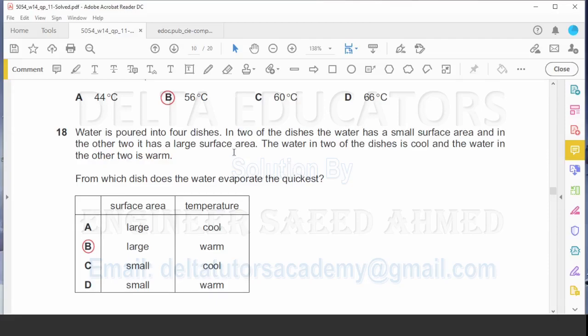Evaporation depends on the surface area. With the increase in surface area, evaporation increases. Second thing, evaporation also depends on the temperature. With the increase in temperature, evaporation increases. So from the warm dish, the evaporation will be more, and from the cool dish, the evaporation will be less. Same with the more surface area, there will be more evaporation. With the less surface area, there will be less evaporation. Now here in option B, it is given surface area large. For large surface area, evaporation will be more, and for warm temperature the evaporation will be more. So our correct option is option B.